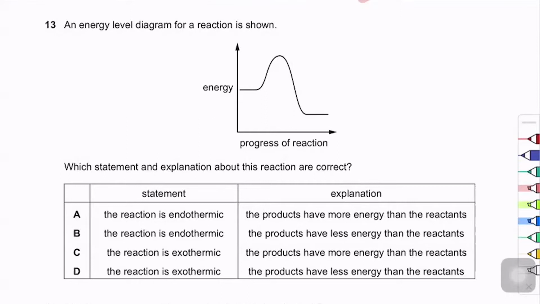Okay, an energy level diagram for a reaction is shown. Which statement explains the reaction are correct? Okay, hold on. Let me say this is A, this is B, this is C. Which energy will be the activation energy? B, sir. A to B, yes. A to B. It's important to mention where it starts and where it ends. Okay, which is the enthalpy change? A to C. A to C, yes.